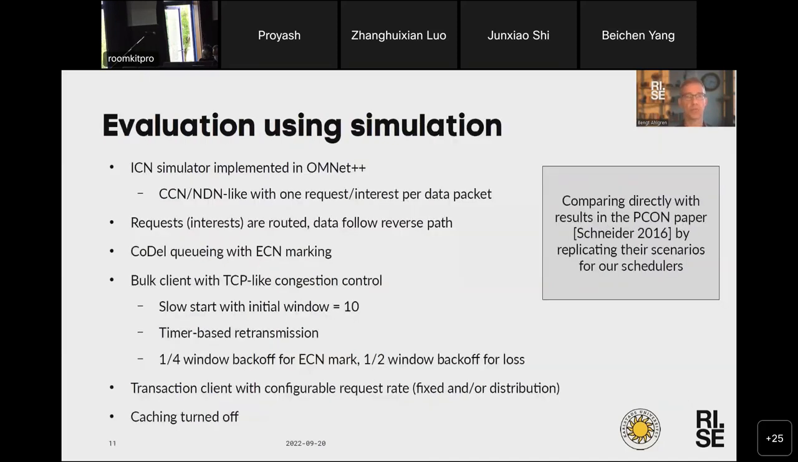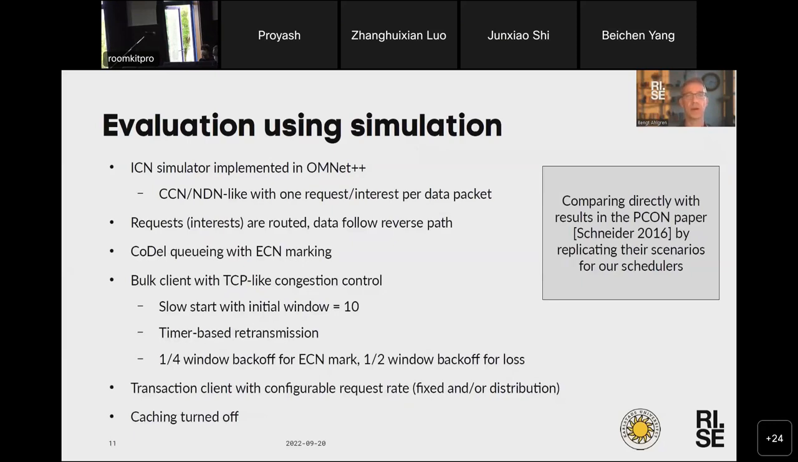So we use simulation to evaluate our multipath schedulers. It's an ICN simulator implemented in OMNeT++. It is CCN/NDN-like, with one request or interest per data packet. Requests are routed, data follow the reverse path. We make use of CoDel, controlled delay queuing, with ECN marking.